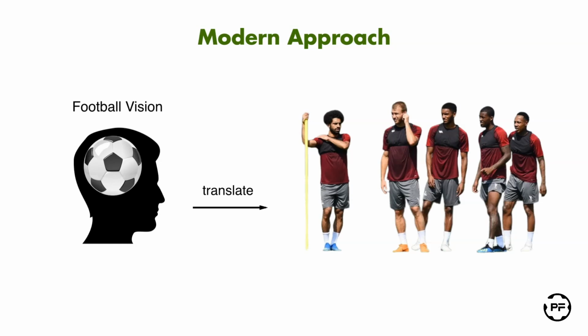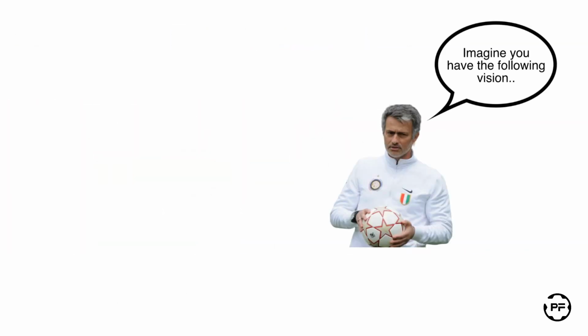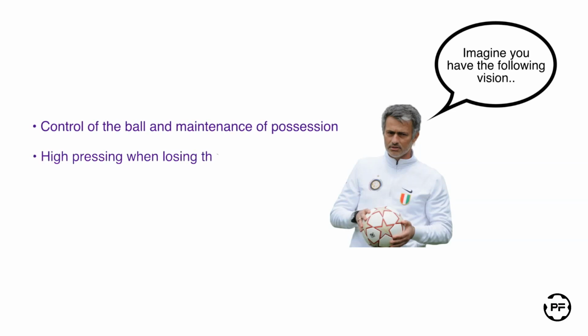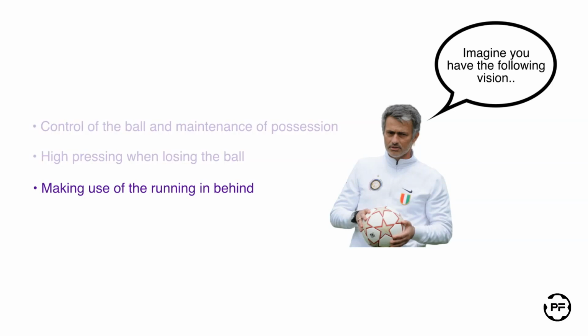Let us consider an example. Imagine in your vision you wish your team relies on control of the ball and maintenance of ball possession, application of high pressing when losing the ball, and let's say making use of running in behind the defensive line to penetrate the opponent's penalty box. Let us now consider the running in behind tactic in greater detail.